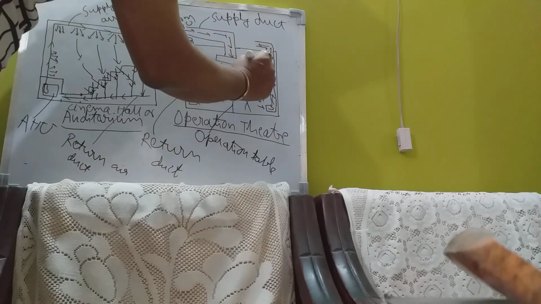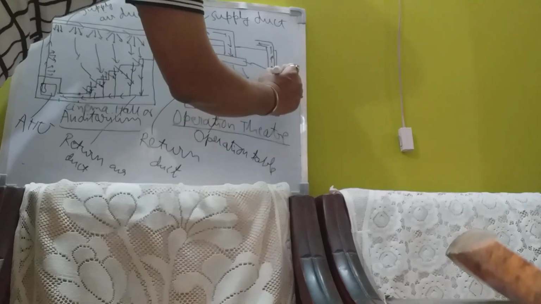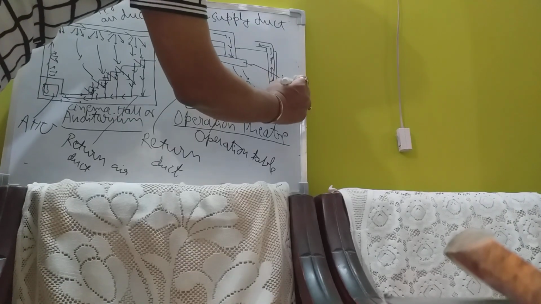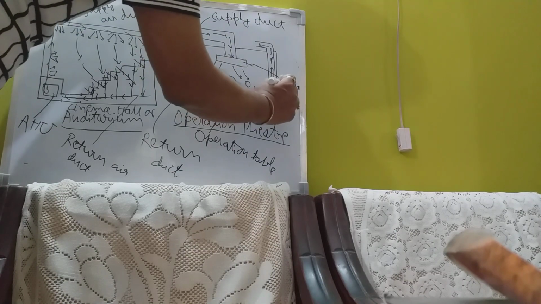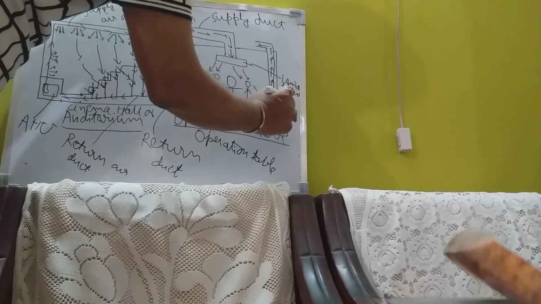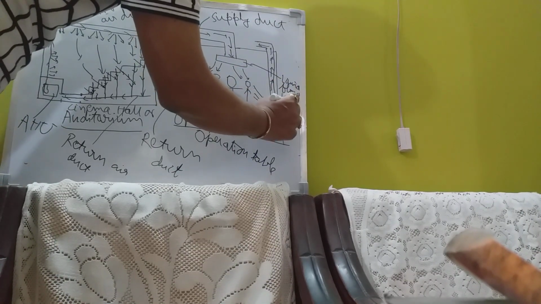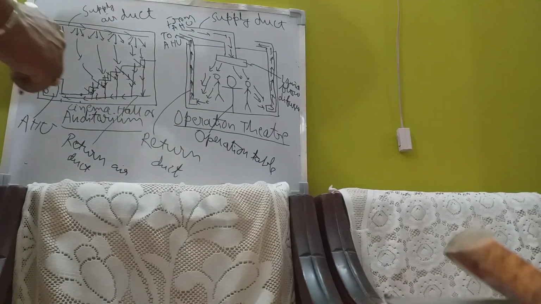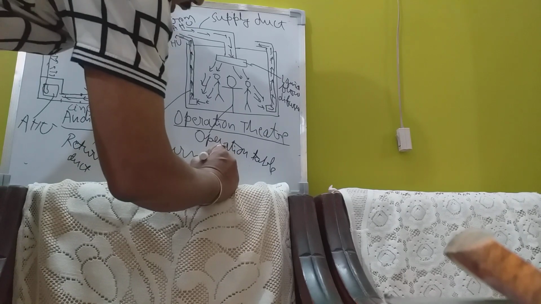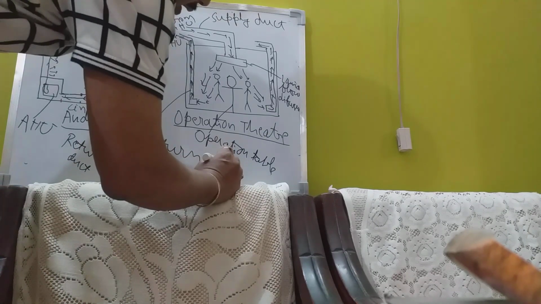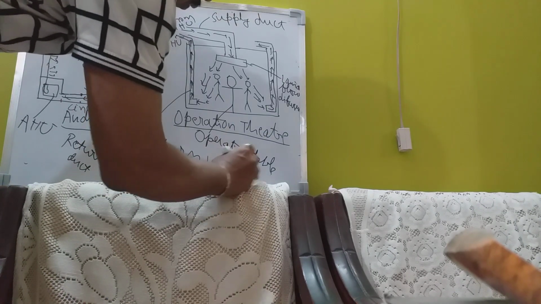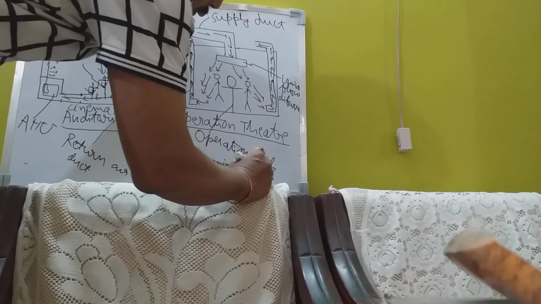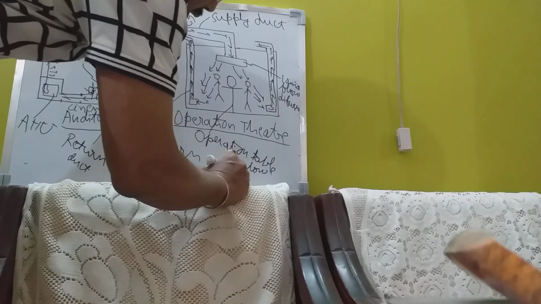And there is a structure called laminar flow diffuser. I'll write it clearly so that you can understand. Laminar flow diffuser.